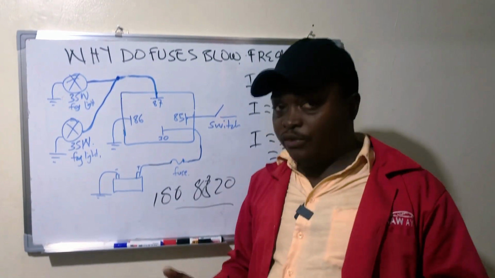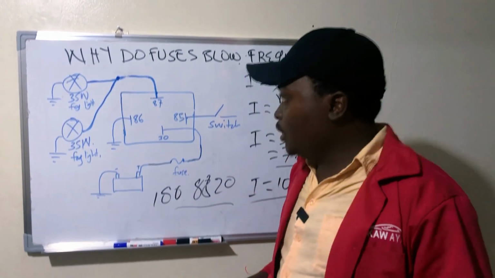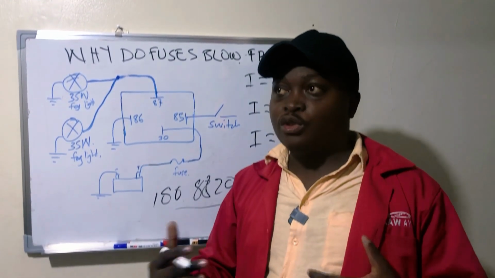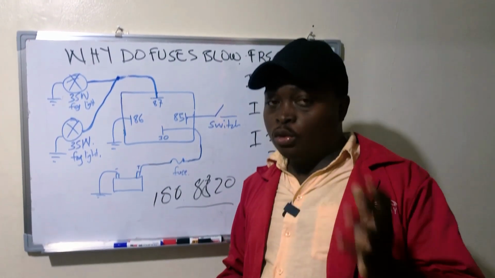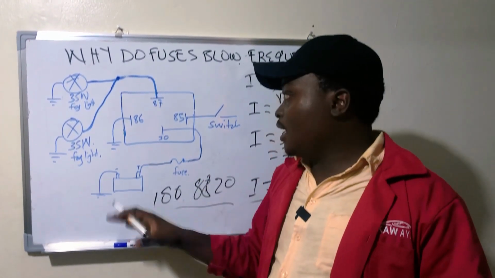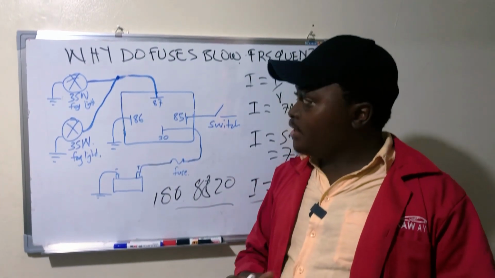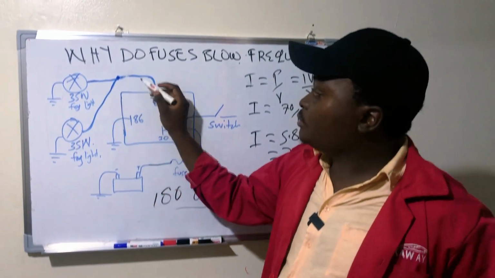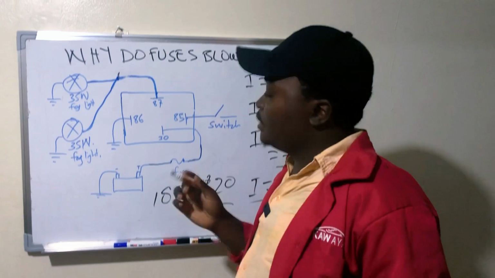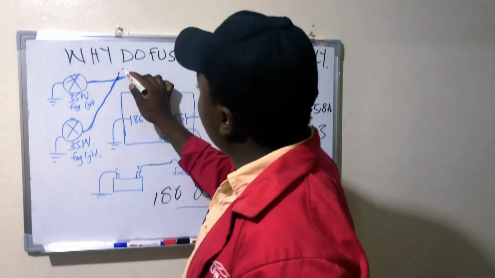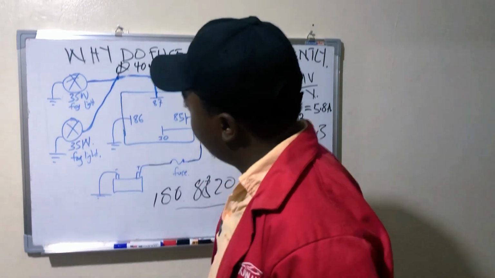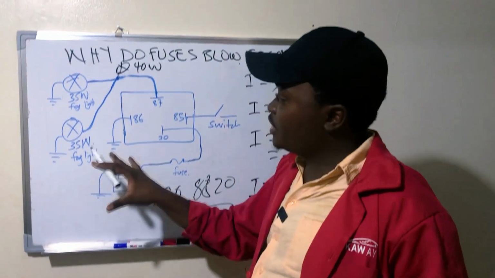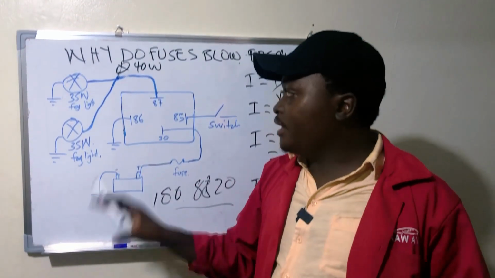So why do fuses blow? First of all, fuses blow because people usually intrude circuits and introduce loads that increase the power in this circuit. Let's say you introduced a new light here, maybe it's an exterior light. This one is 40 watts. So you essentially increased the power in the circuit.